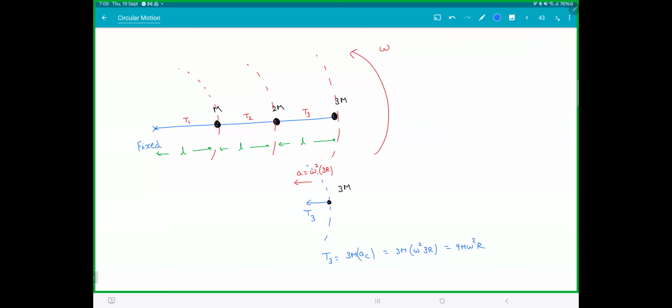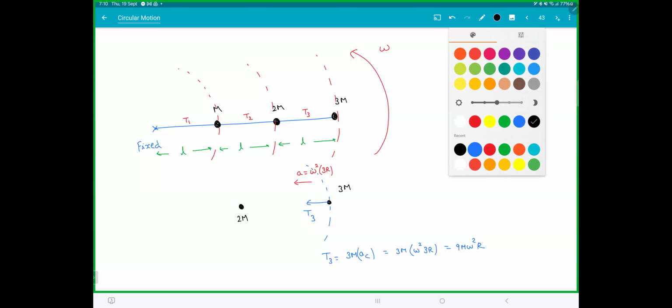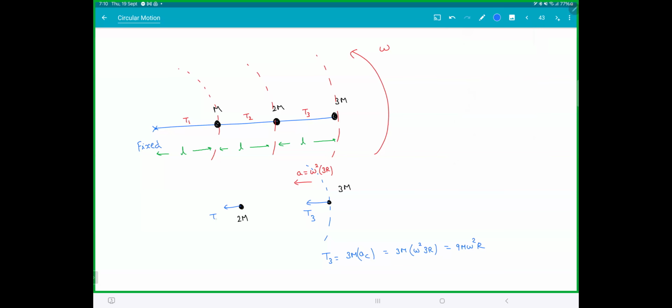Make sense? Next thing, choose your system 2m. Now, what are the forces acting? There is one tension pulling inside, rods always pull, and this tension is pulling it outside. And you are going in a circle. Since you are going in a circle, there will be an acceleration. How much? Omega square r. Omega square, radius is 2r.